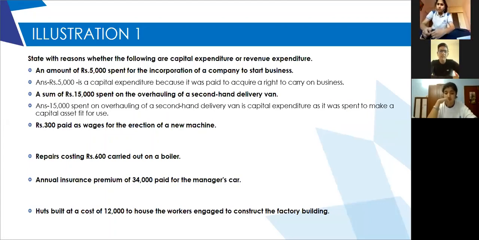Clear? Okay. Sarah, can you try the third one, whether it is capital or revenue? Look at the entries. Just don't say capital or revenue. Understand what it is saying. Is it for a new machine?